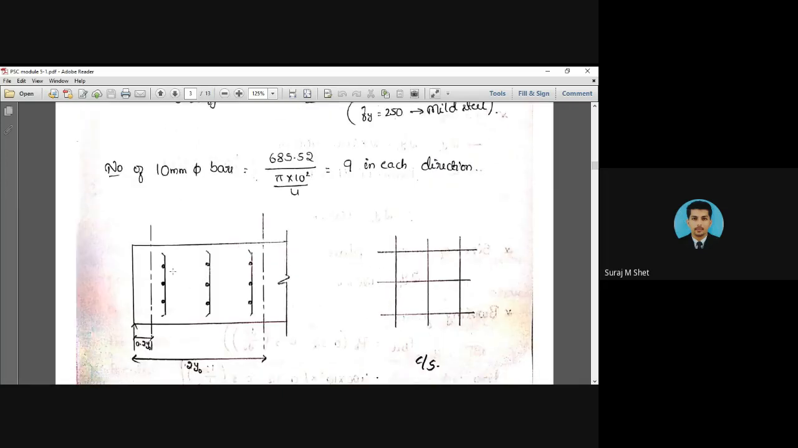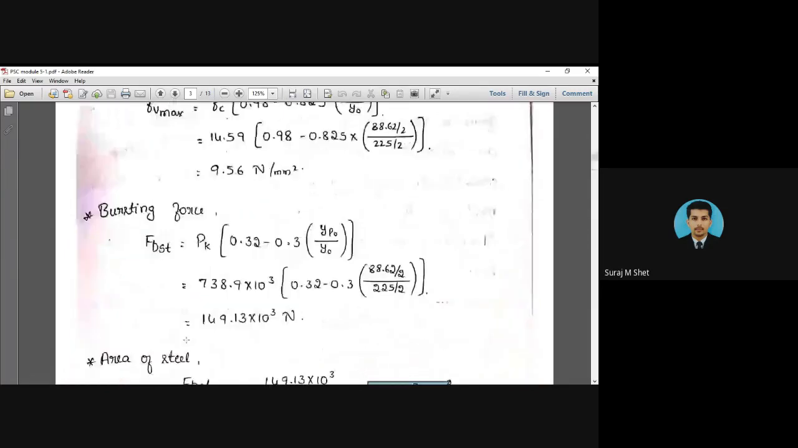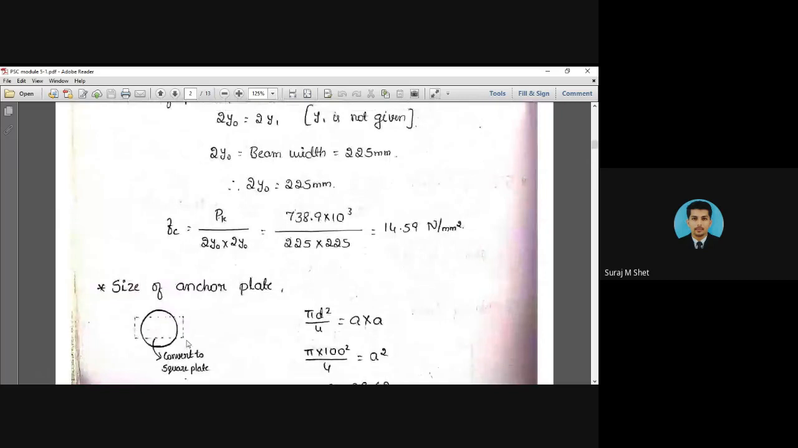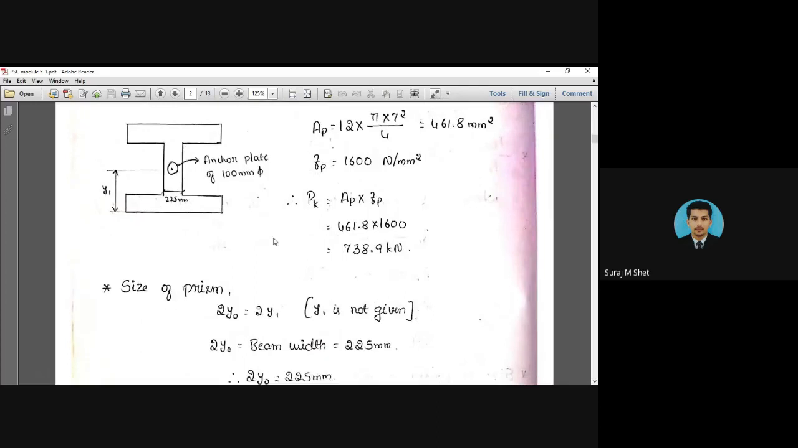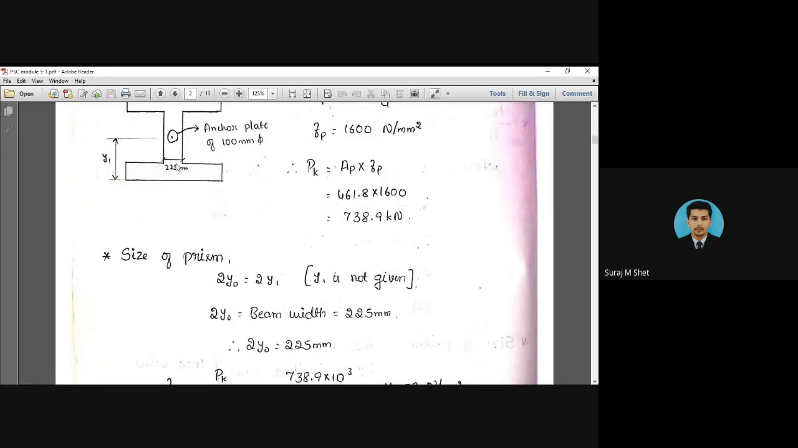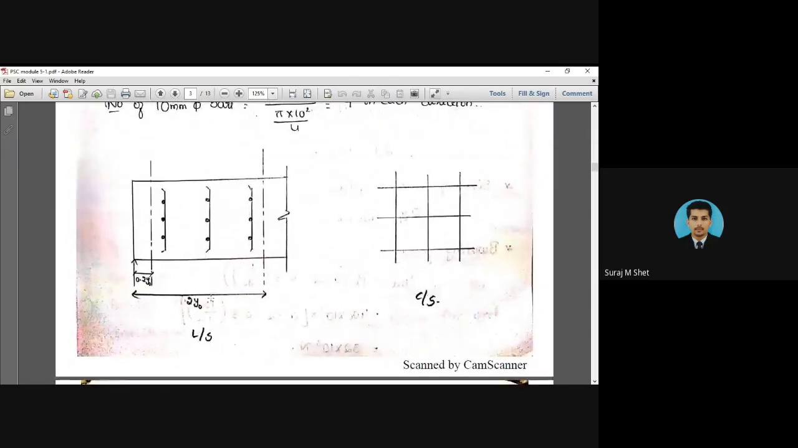So in the anchor plate, 2 times of y naught. See, this is my longitudinal section. 2 times of y naught is nothing but this. See, beam width is nothing but this, so a 225 dimension is there. In that 225, I'm showing the longitudinal section. So in 2 times of y naught in the longitudinal section, I'll provide 9 bars: 3 bars here, 3 bars here, 3 bars here. If you get 10 bars, you can provide 1 more bar here, 4 bars inside. Based on that, you have to provide the bars.